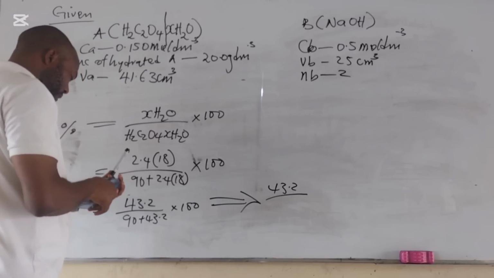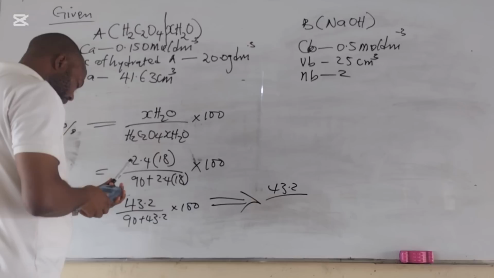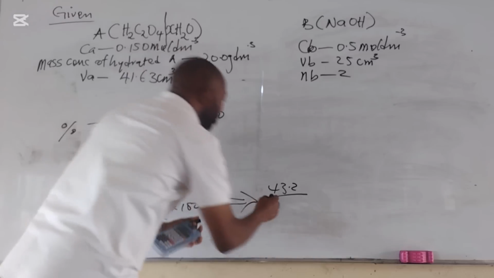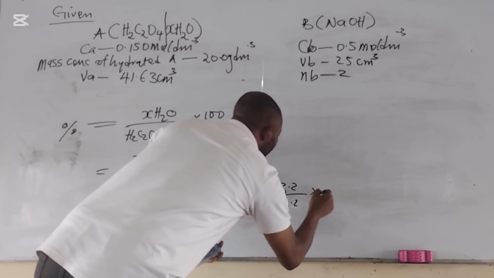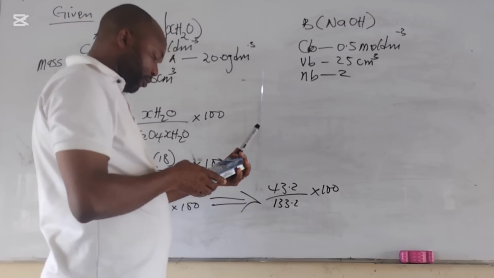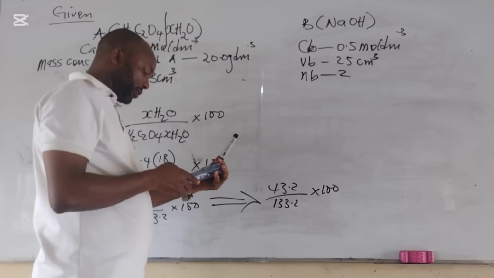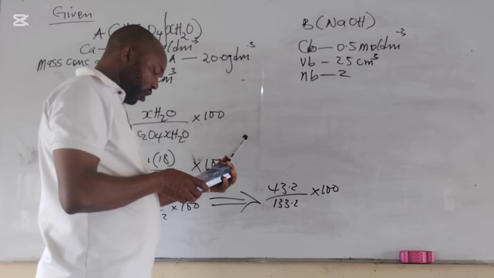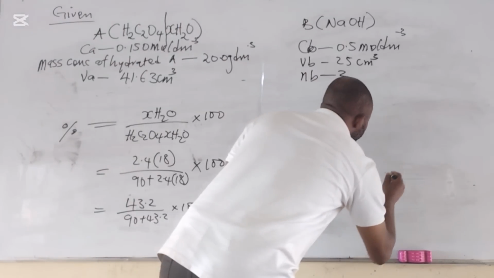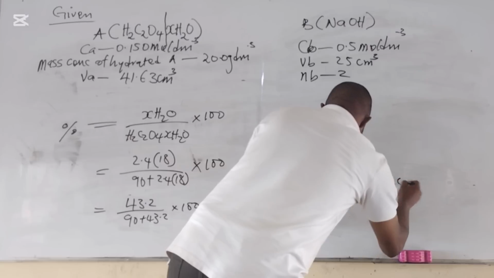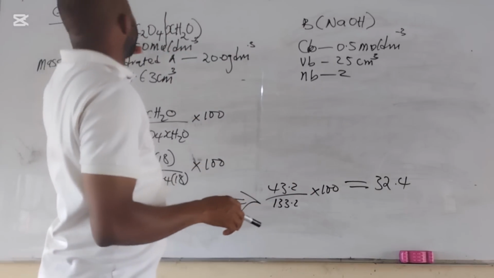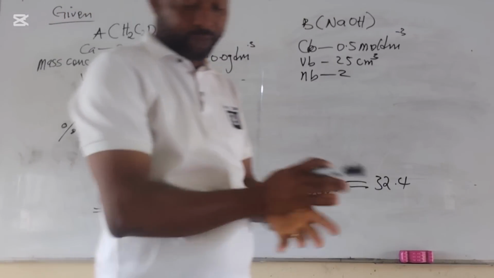okay, now we're going to add the downside, which is 43.2 plus 90 gives us 133.2. So 133.2 times 100. Finally the percentage becomes 43.2 times 100, divided by 133.2, and that is 32.4. So this is the percentage of water of crystallization in ethanedioic acid dihydrate.